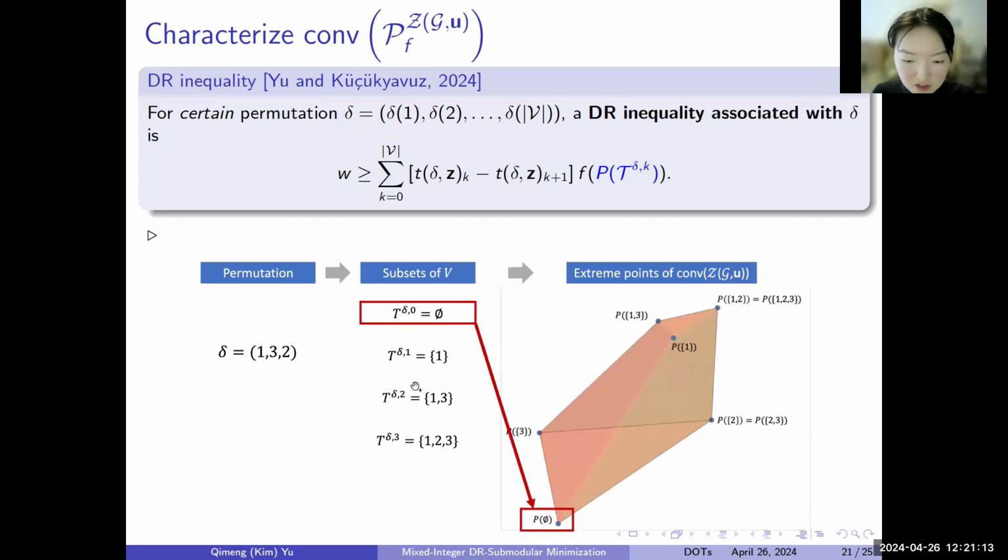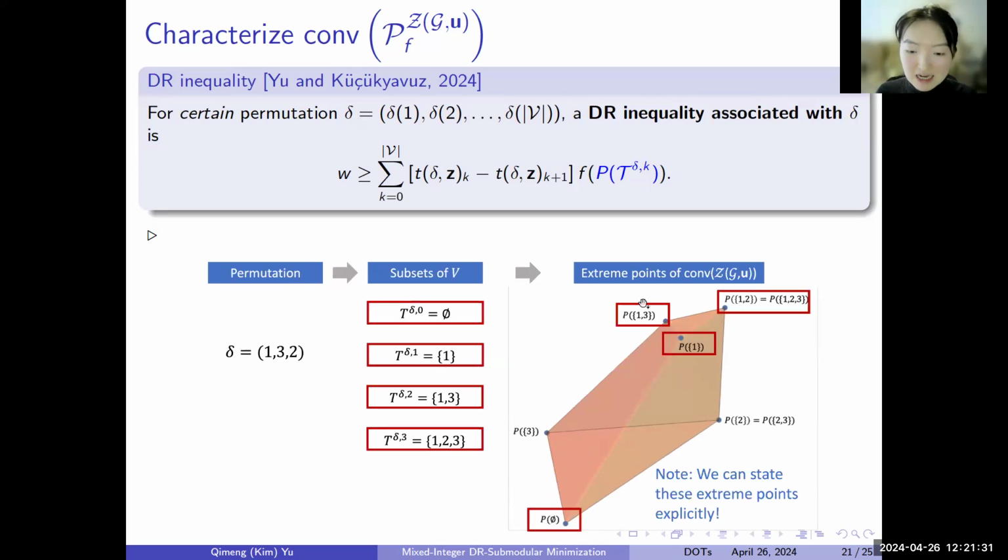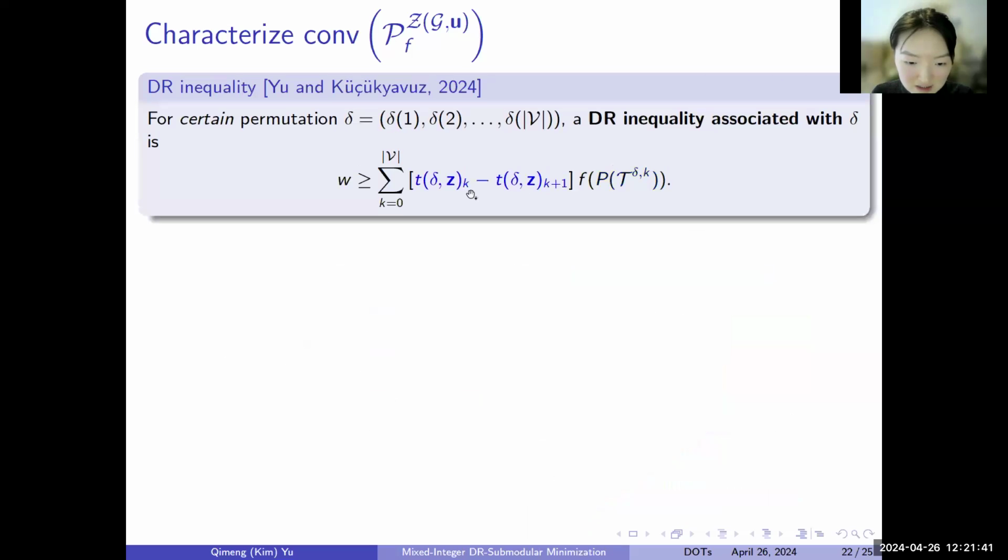And each such subset corresponds to an extreme point of the convex hull of the feasible set, which we just characterized. So for example, this empty set is mapped to this extreme point, and this singleton is mapped to this extreme point. I'll omit all the technical details, but I just want to highlight that we know exactly what P is, and we know how to write that out explicitly. And then now let's look at this part in our proposed inequalities.